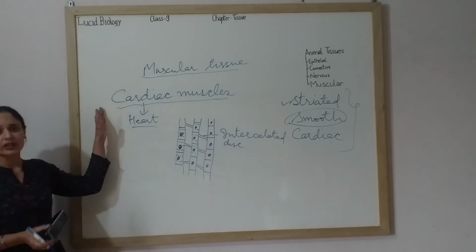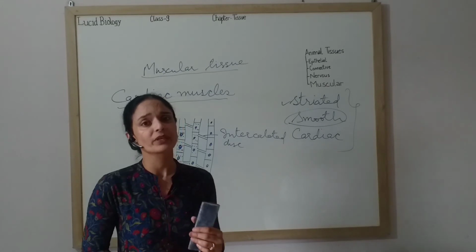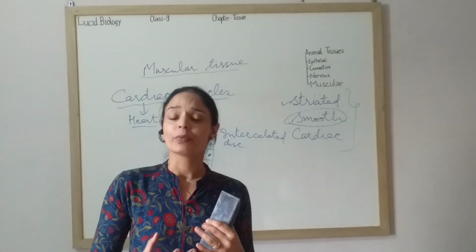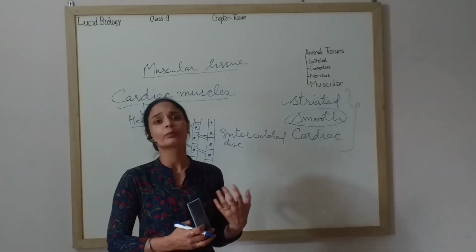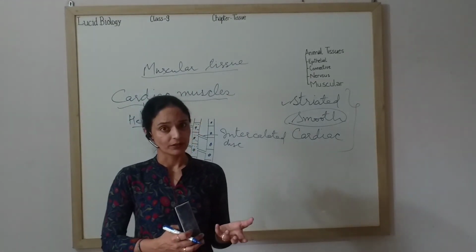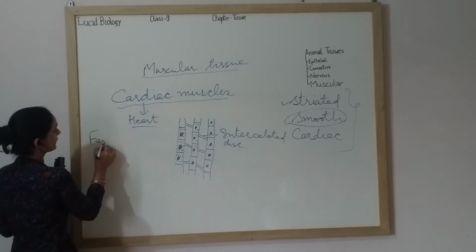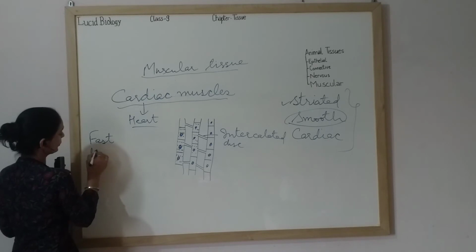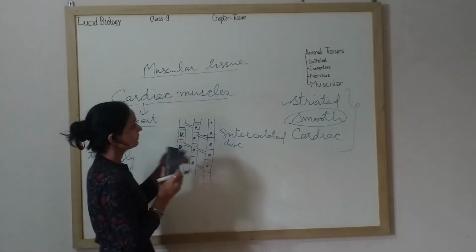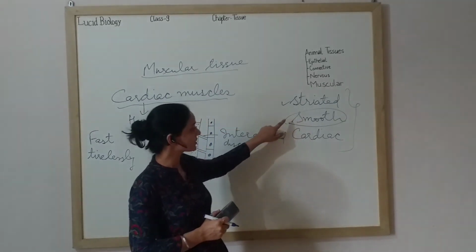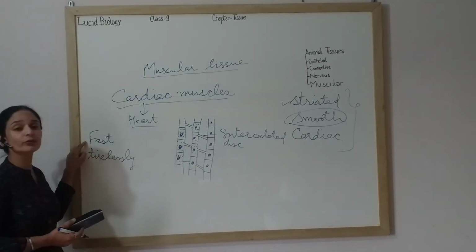Now, what is the function of cardiac muscle? As I told you, cardiac muscles are present in the wall of the heart. So their basic function is to pump the heart, to bring about movement in the heart, so that blood can be pumped in the body. And these muscles work very fast and they work tirelessly. As I told you, striated muscles also work very fast, but smooth muscles comparatively work slowly. But cardiac muscles also work fast.